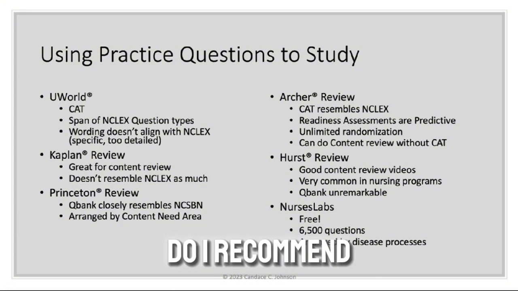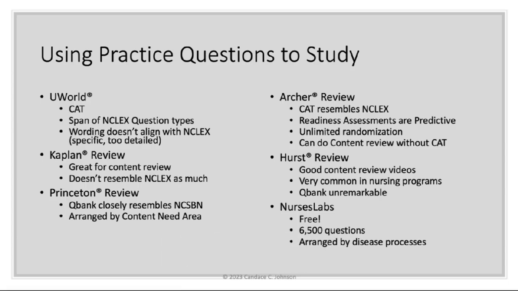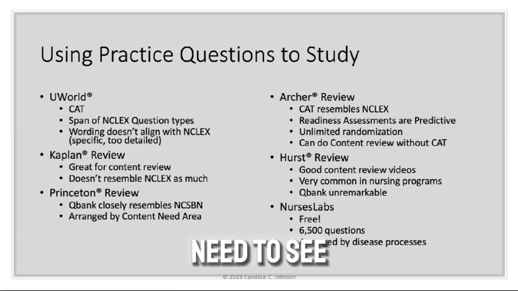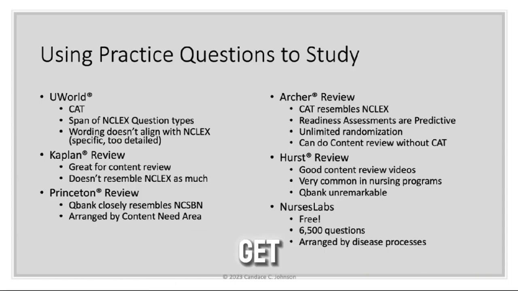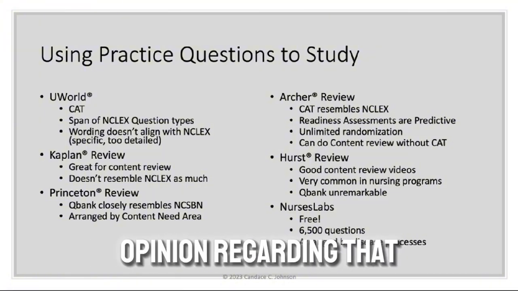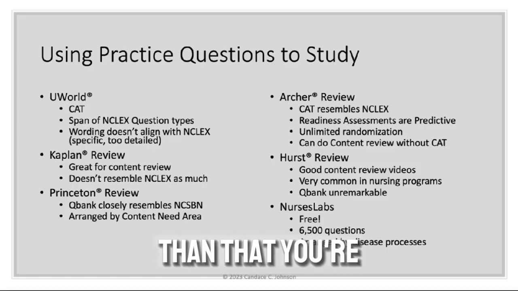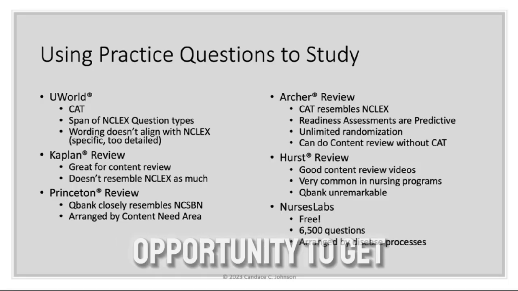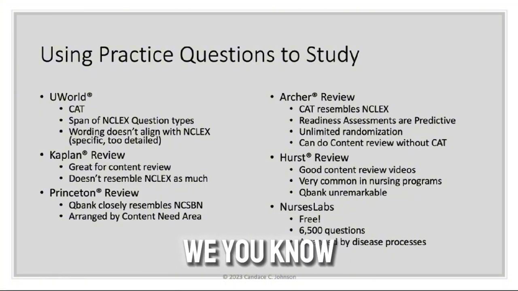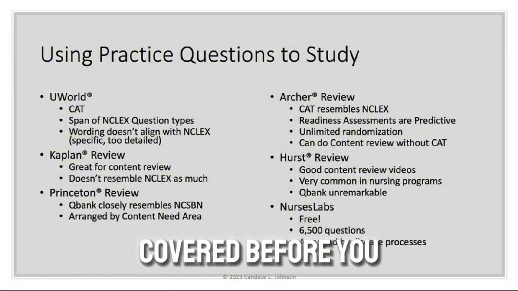So, how many do I recommend you to do throughout the course of your studying? I would say a minimum of 2,500. Okay. You can't even detect the pattern that you will need to see in the different areas if you don't get, you know, over 2,500. And that's just my opinion regarding that. I think fewer than that, you're cheating yourself of the opportunity to get a wide berth of topics covered. And you'll never get all the topics covered before you take the NCLEX.